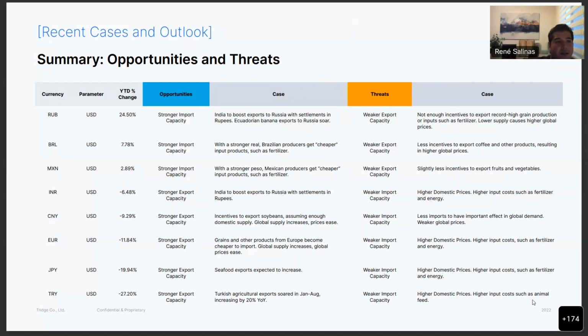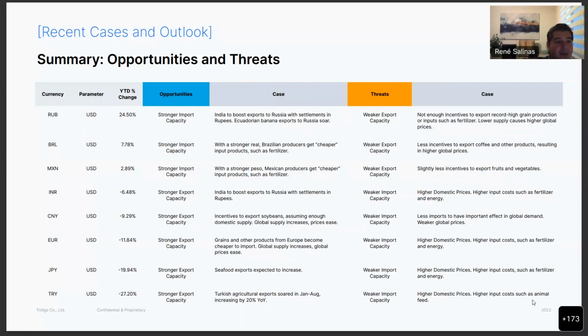Now let's talk about the peso, which has appreciated against the US dollar, but more mildly than the other currencies I just mentioned. With a stronger peso, as in the case of Brazil, Mexican producers get access to cheaper input products such as fertilizer. Both Brazil and Mexico import fertilizer. But they also have weaker export capacity, so Mexico perhaps has slightly less incentive to export fruits and vegetables than before.